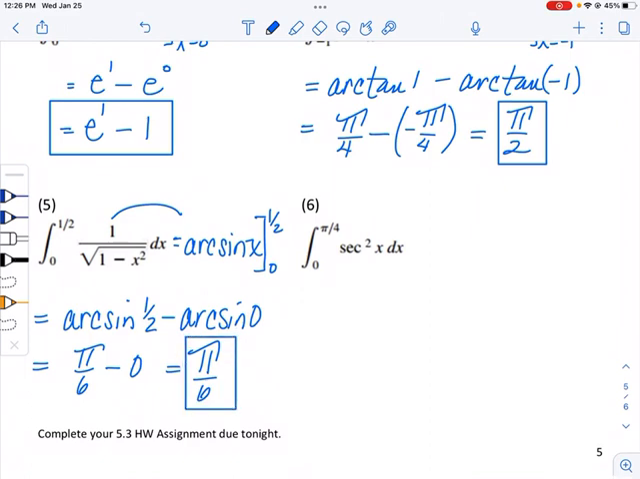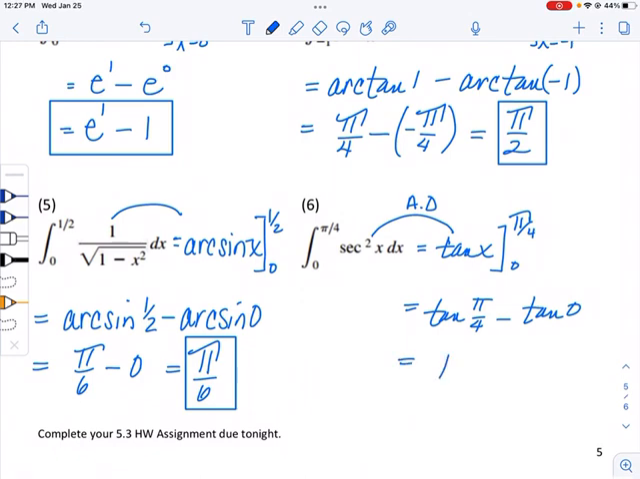And then for number 6, where you have the secant squared, you're thinking what is the antiderivative of secant squared? So you're of course thinking about the trig function whose derivative is secant squared, so you know that that's going to be tangent x. And then you're going to evaluate that from 0 to pi over 4. So that would be tan of pi over 4, and then minus tangent of 0, and that's going to be equal to 1 minus 0. So your answer is 1.